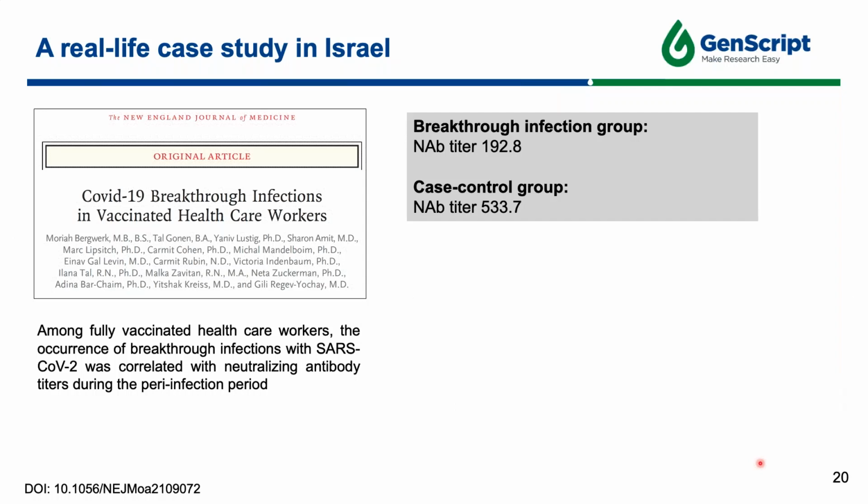Another real-life case study in Israel further confirmed the correlation of neutralizing antibody level with occurrence of breakthrough infection among the vaccinated. So these are the neutralizing antibody titers determined for the breakthrough infection group and also the case control group. And we can see that the case control group has a much higher neutralizing antibody titer.